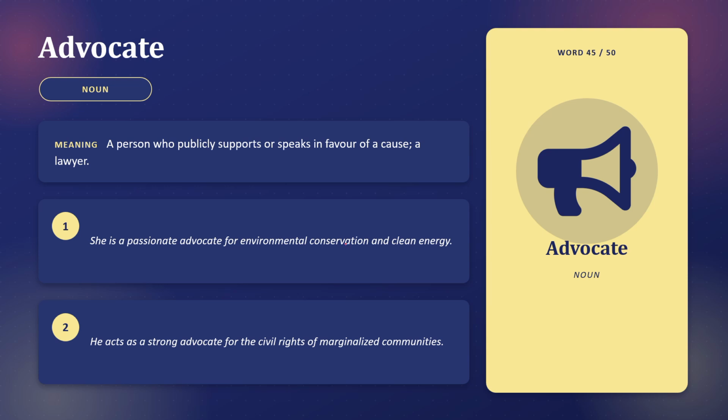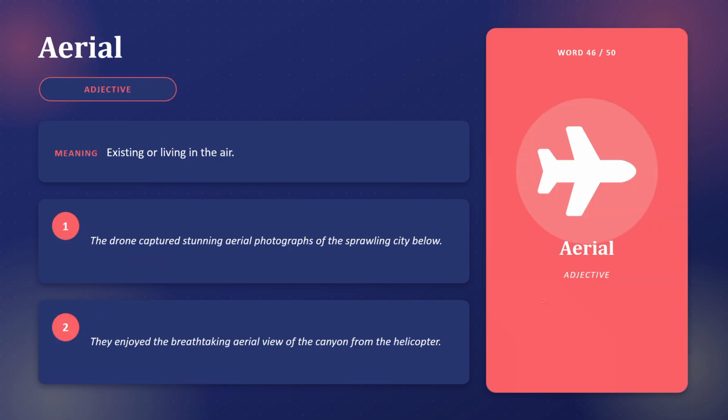Next, advocate. It is a noun. A person who publicly supports or speaks in favor of a cause, a lawyer, or a pleader. She is a passionate advocate. It is a noun, that's why it is placed after the article. Advocate for environmental conservation and clean energy. Second, he acts as a strong advocate for the civil rights of marginalized communities. Clear?